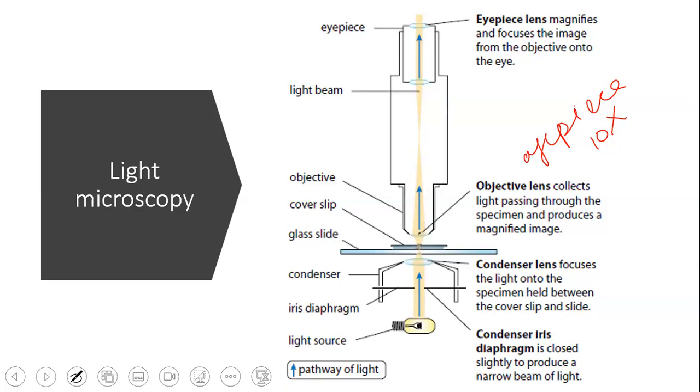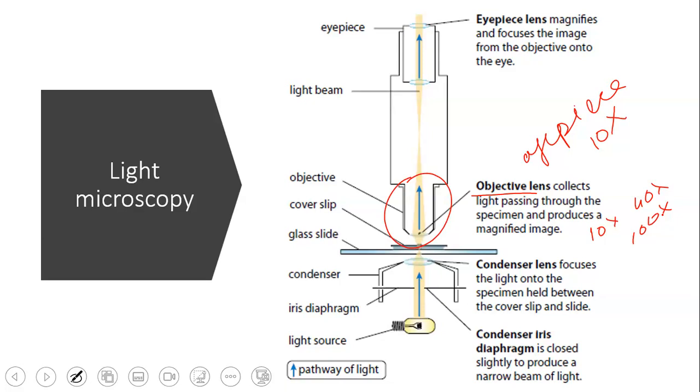Now, as you go down, you will have another lens. This lens is known as the objective lens. What does the objective lens do? This objective lens, you can rotate it. You have got multiple options. Generally, we have, for example, 10 times, 40 times, 100 times. So you have got lenses with different magnification. Your laboratory in your school might have different magnifications. But this objective lens is a rotating mechanism.